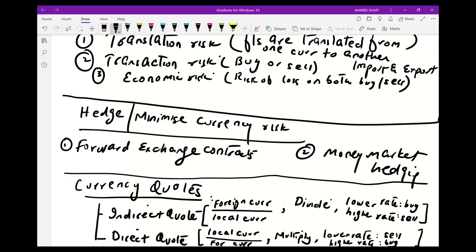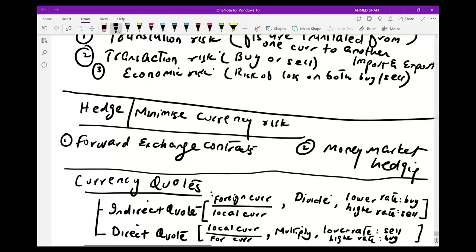Okay, so these quote rules are not made by class tutors or the Kaplan text. This is what happens in real currency markets. Whenever you see currency signs like foreign currency in numerator and local currency in denominator, it's an indirect quote: you divide to convert, lower buying, higher selling. And direct quote is local numerator, foreign denominator: you multiply to convert, lower rate is selling, higher rate is buying. I want you to please copy these quotes so that we can move towards the questions.